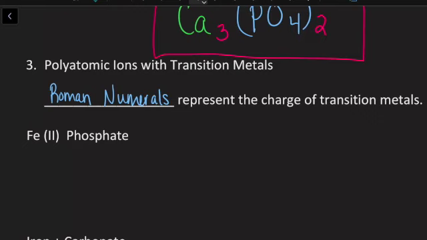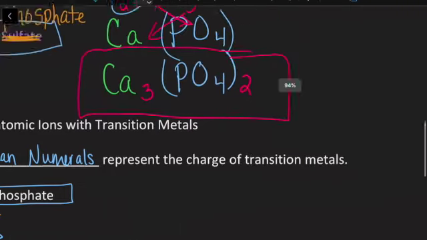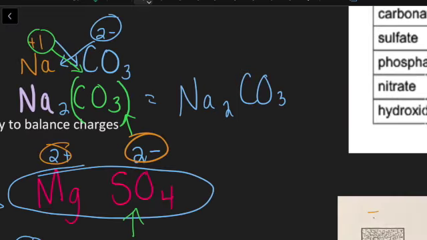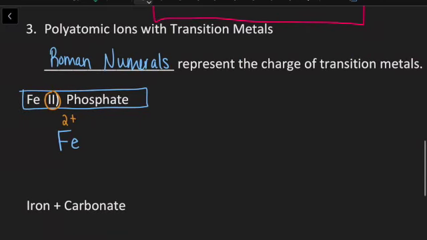For example, right here we have iron 2 phosphate. So that tells me that we have iron, and that iron, because of this Roman numeral, has a 2+ charge. Then I have to go back to my chart to find phosphate. Phosphate is PO4, and it has a 3- charge.